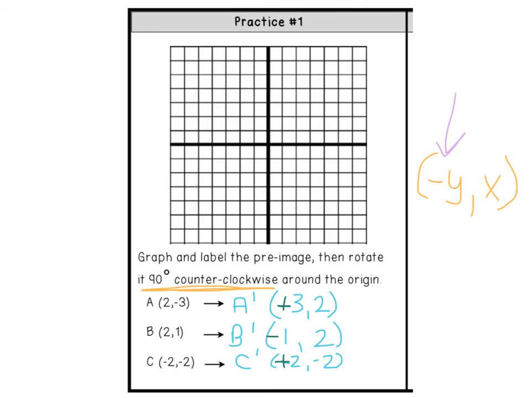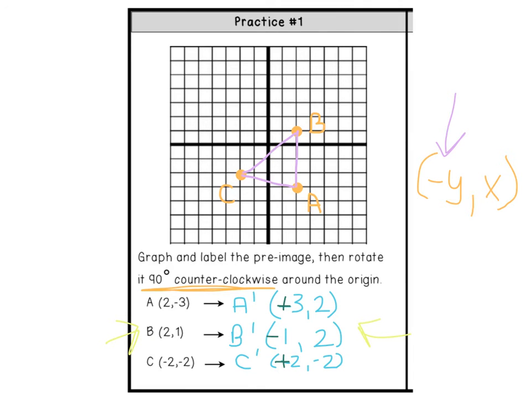Okay, let's go ahead and graph our original. We're going to plot the original and then the new one. Okay, so our original is forward 2, down 3 for A. And then for B is forward 2, up 1, and mark that B. And for C, we're going to go back to negative 2, negative 2. So that's here, and mark that C. Okay, there's our original figure.